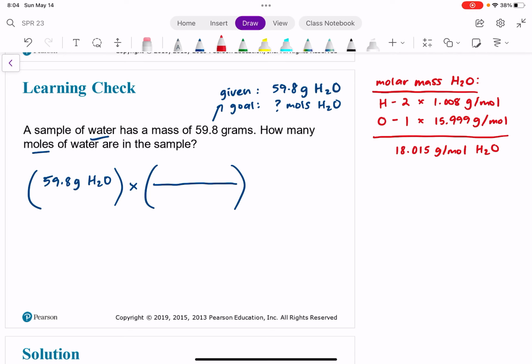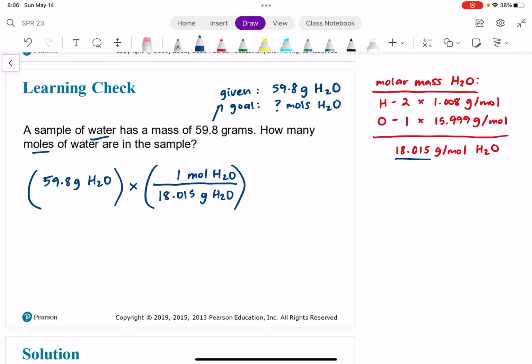So what goes on top, grams or moles? Yeah, moles. I want to get to moles. So we're going to put what? Yeah, 18.015 grams of H2O. Oops, wait, I did that wrong. I meant to put that on the bottom. 18.015 grams H2O per 1 mole of H2O. How did I know that the 18.015 goes with the grams? Yeah, your molar mass is always measuring how many grams are in 1 mole.